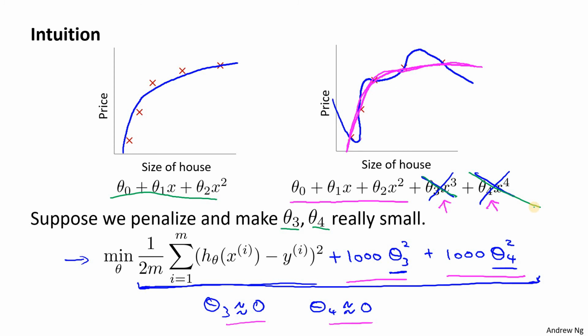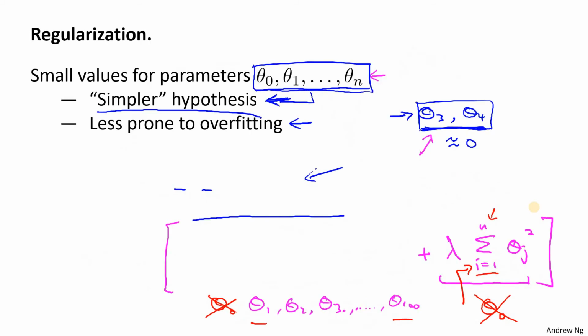So how do we do this? We will do this by adding a term inside our cost function, which we call the regularization term. Small values for these parameters, for example theta 0, theta 1 until theta n, when we choose smaller parameter values for some of the higher order terms, it will make our hypothesis overall simple.